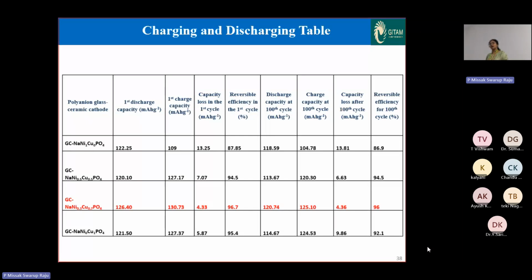Reversible efficiency for 100 cycles is 96%, coming at 100 cycles. That is X equal to 0.7%. So this value is also high compared to the remaining samples. That's why this is the best sample with the combination of nickel and copper.